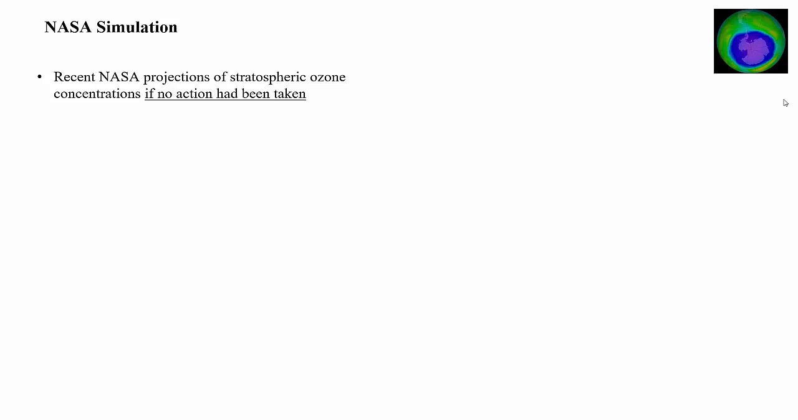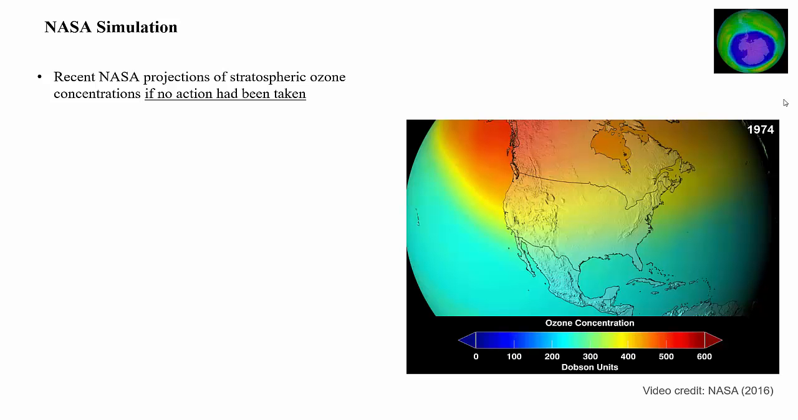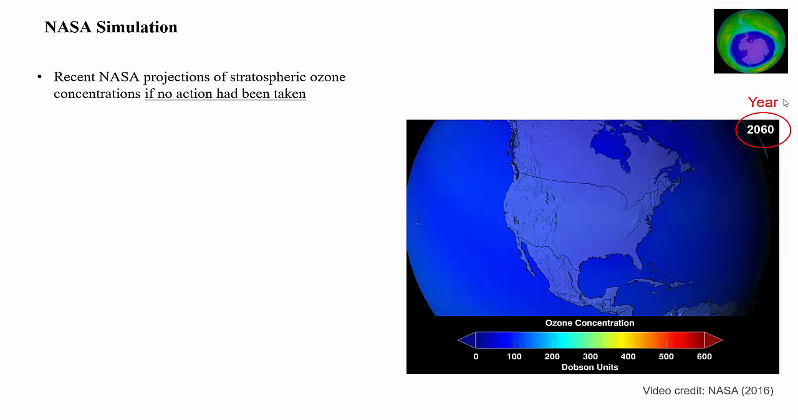I'd also like to show some recent NASA projections of the stratospheric ozone concentrations worldwide if no action had been taken. Now what I have here is a little GIF, and you'll notice up in the top corner here is the year, starting in 1974. And the color coding is, of course, Dobson units, with dark blue being less than 100 Dobson units. And you'll see this cycle around.